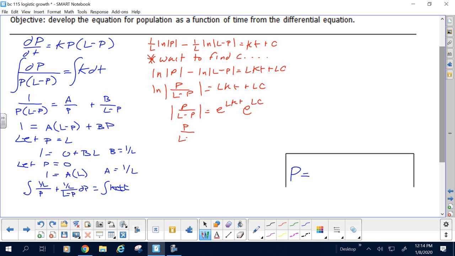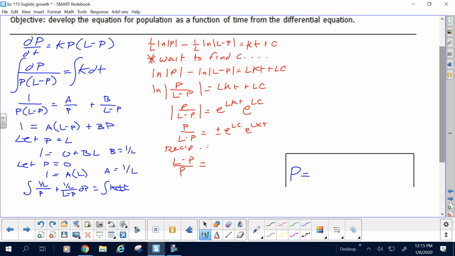P over L minus P equals plus or minus. I'm going to write e to the LC first because it's constant, and e to the LKT second. And then again, this is just take my word for it. It makes our life easier. Let's take the reciprocal. All right. Now, if I take the reciprocal here, L minus P over P, it's just easier to work with. You'll see in a second.